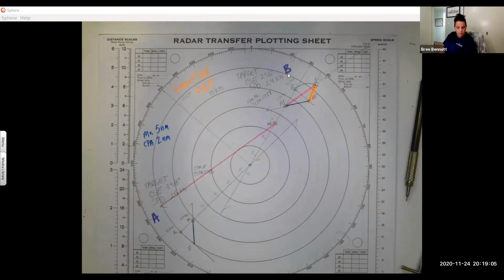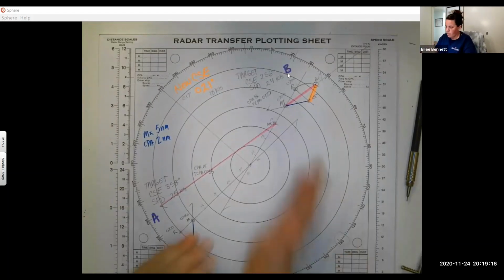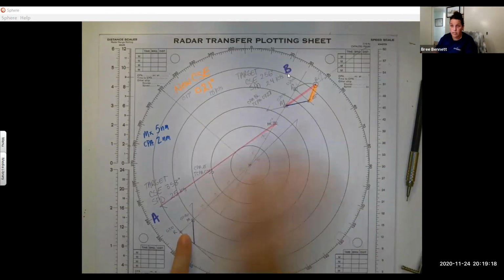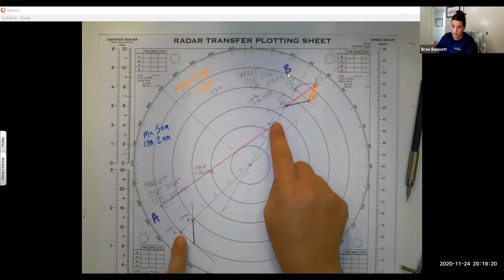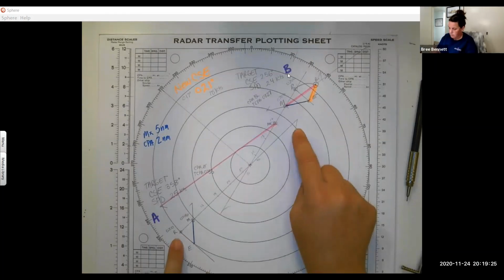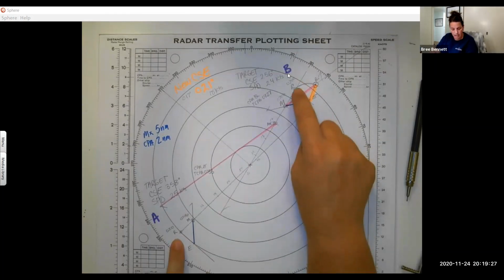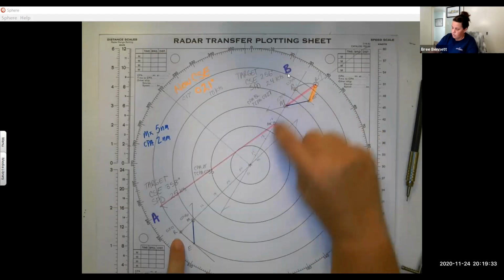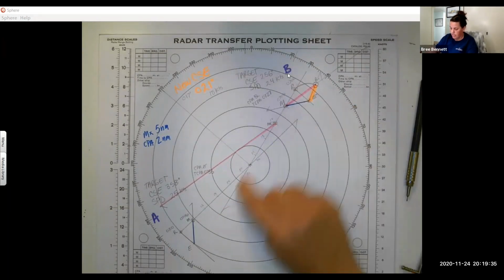So let's see, on this one, it says, what is the DRM, CPA, and SRM, TCPA? Those first 4 questions, like we've been doing, only have to do with that R to M line. R to M is our relative motion line. So they're asking DRM, what is the direction of relative motion? That's, what is the direction of this relative motion line?